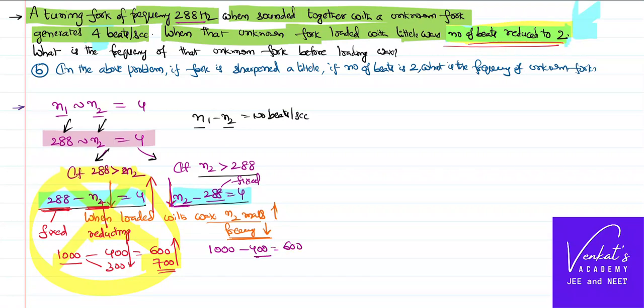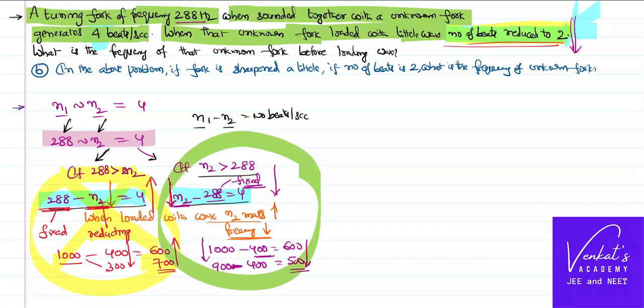If I keep the second term fixed like this, if I reduce the first term, say from 1000 to 900, then the difference between them is 500. It is reduced from 600 to 500. In our problem also, as it is given, the number of the beats is reduced to 2. So the given condition is being satisfied here. This is correct.